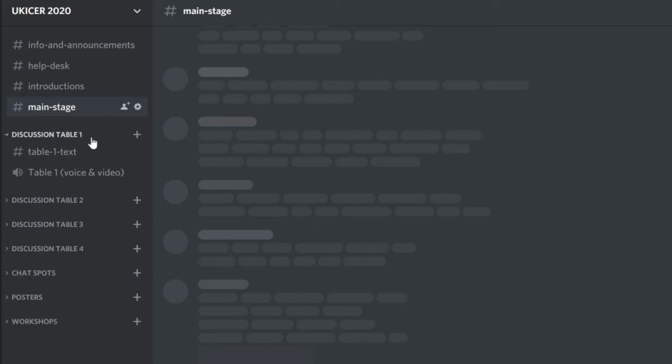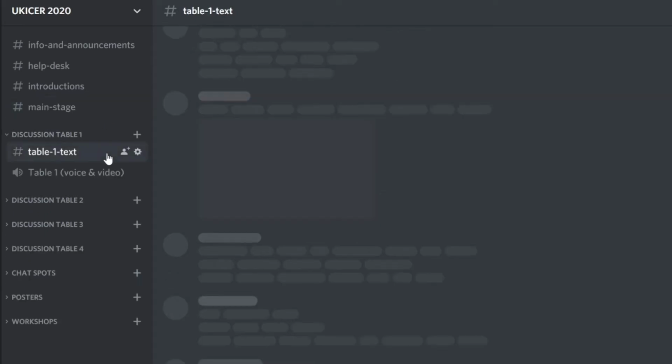We then have a number of discussion tables. Each table has two channels, a voice and video channel, which is where we expect most of the table discussion to take place, and a text channel, where summaries of the table talks and continued discussion can be put.